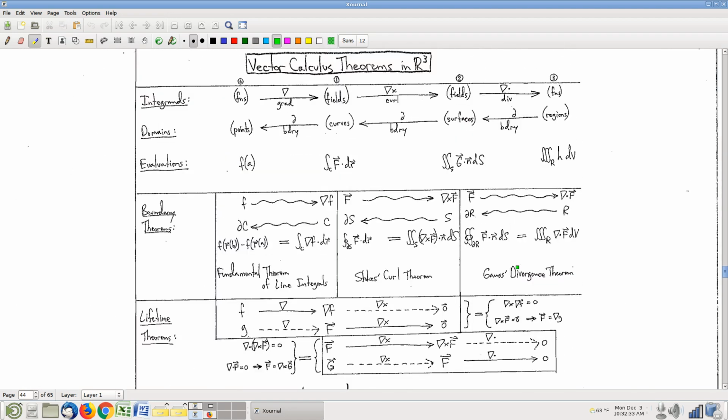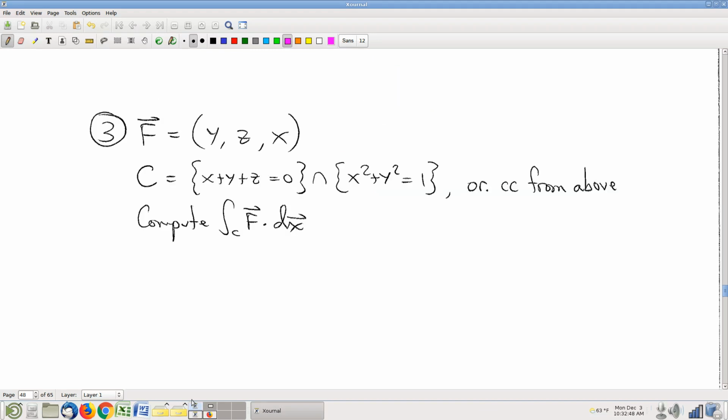Okay, so here we are in the R3 diagram. We're asked to compute a line integral. That means we're given a field and a curve, right? What does the diagram tell us to do? It tells us to compute the curl of that vector field. So let's do it, the usual process. Y partial of x minus z partial of z. That gives us a minus 1. The next component is z partial of y minus x partial of x. That gives us minus 1. Keep going. Our curl is this.